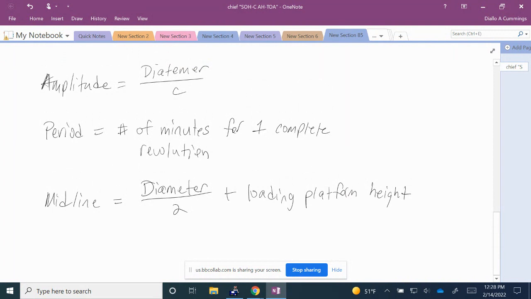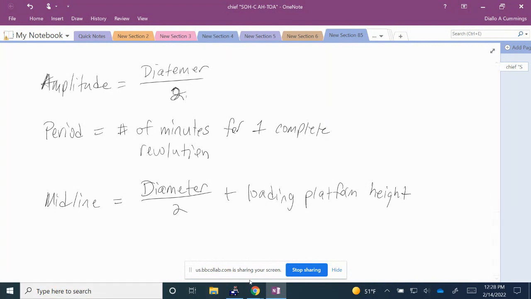We have the amplitude, which should be the diameter divided by 2. The period is just the number of minutes it takes to complete one revolution. And the midline is the diameter cut in half, that same amplitude, but we have to account for the height of the loading platform.